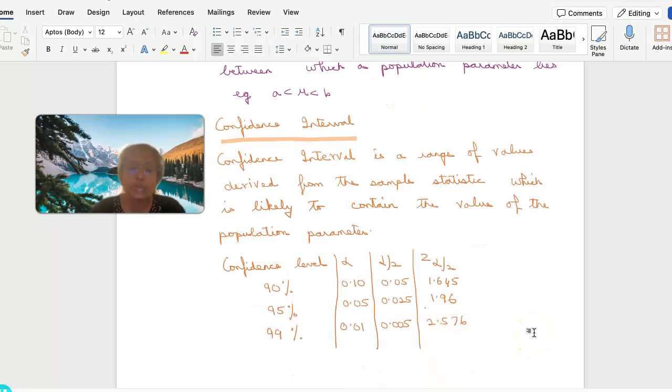When we have a confidence level of 90%, alpha is 0.10, alpha by 2 is 0.05 and z alpha by 2 is 1.645. This is from the normal distribution table. For 95%, alpha is 0.05, alpha by 2 is 0.025, z alpha by 2 is 1.96. Likewise for 99%, alpha is 0.01, alpha by 2 is 0.005 and z alpha by 2 is 2.576.